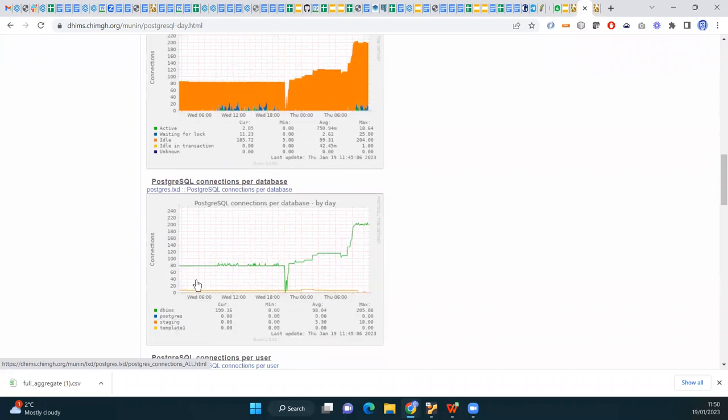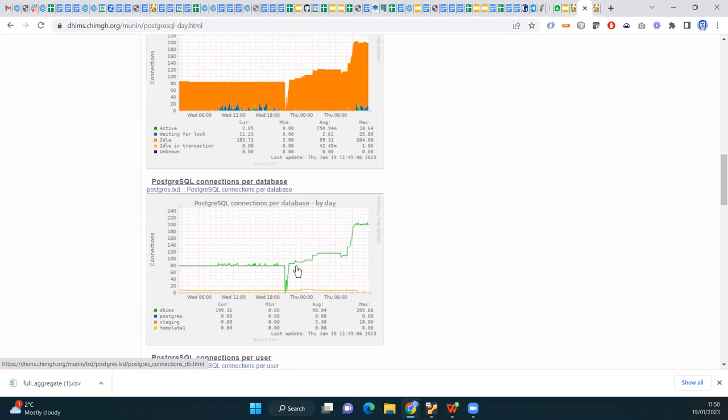Yeah, okay, let's look at it on here. There's the DHIS2 database, and then this is a staging server here. It is averaging around 80 connections. What that typically means is that the database pool, and we're going to look at this in a bit, is probably just set as a default value.